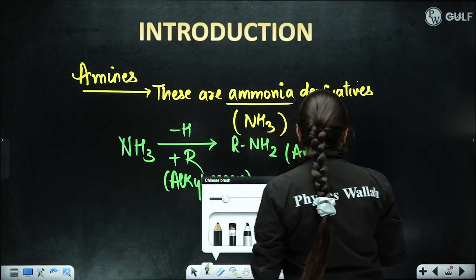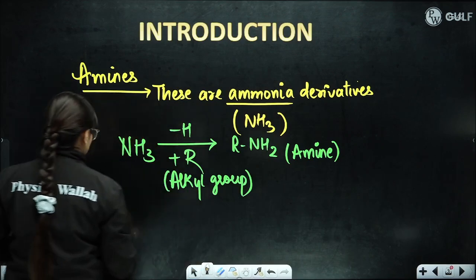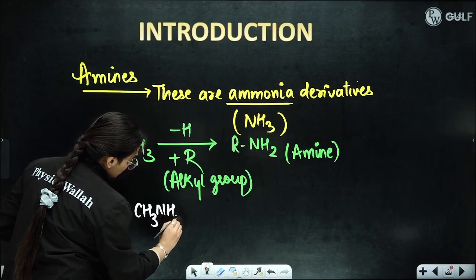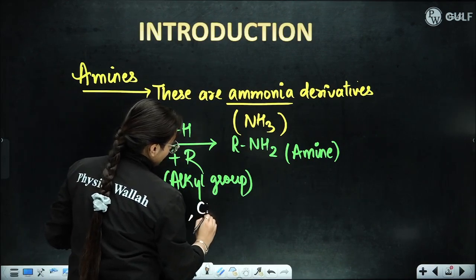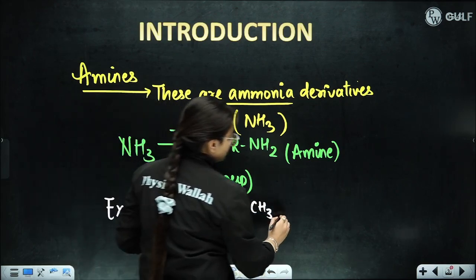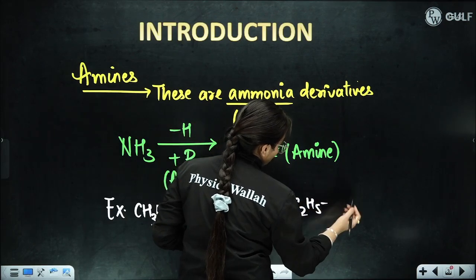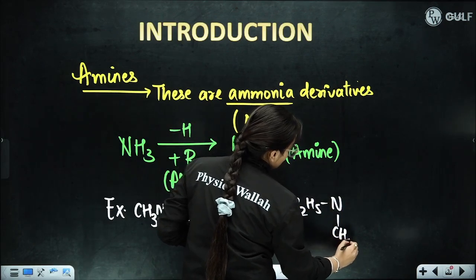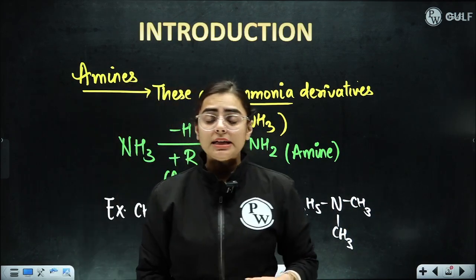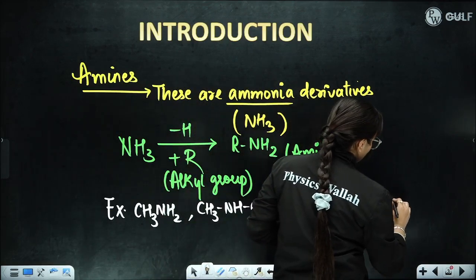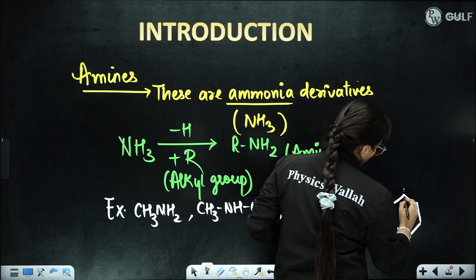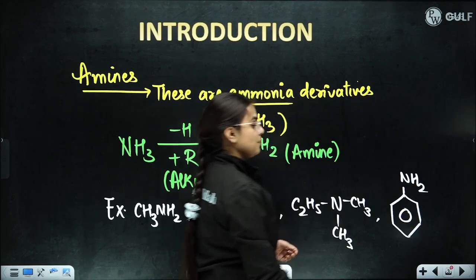Now, let's write down some examples of amines. Let's note that down. Over here, the very first example is CH3NH2. Then comes your next example, CH3NHCH3. Then comes one more example, where we take N with CH3, CH3 and another CH3. Even I can give you an example based upon the aromatic ones. For example, this is also an amine.